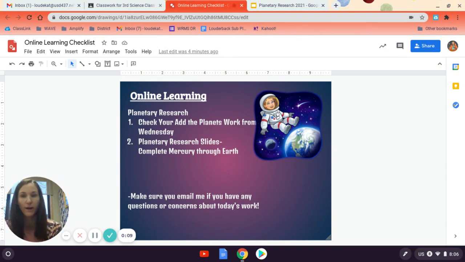Today we're going to start learning about all the planets in the solar system. So we're going to be looking at each individual planet. I want to start with revisiting our Add the Planets work from Wednesday.